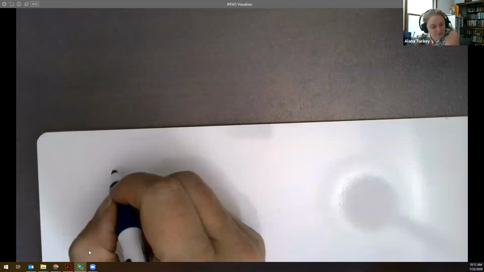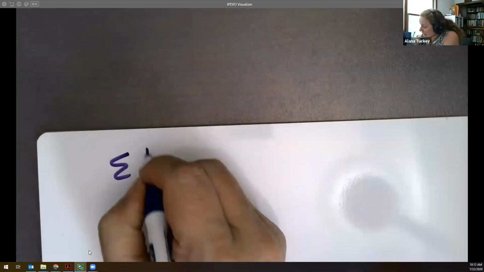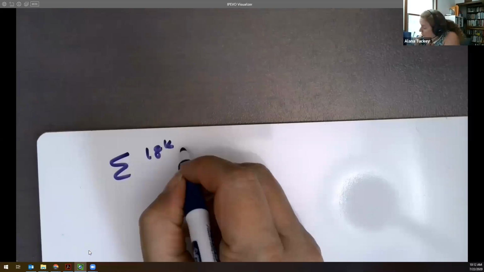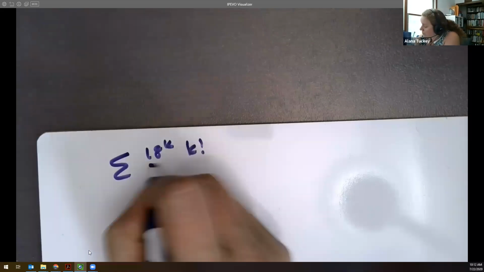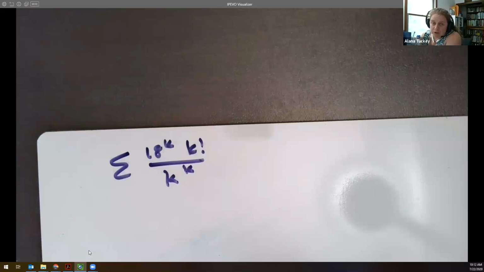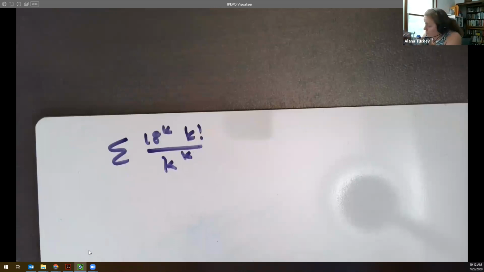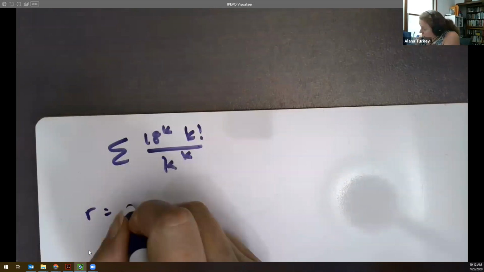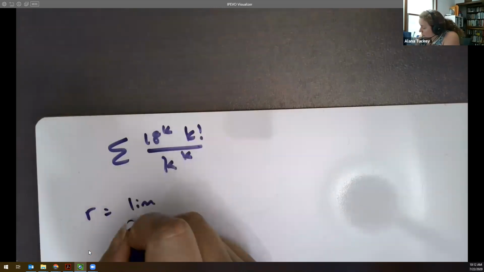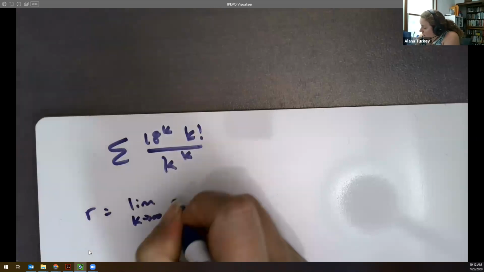All right, so the series is 18 to the k, k factorial over k to the k. So the factorial is like, hello, ratio test. Even though I didn't say it, there's no way you're going to do this without a ratio test. So the ratio test says that r is equal to the limit as k goes to infinity of a sub k plus 1 over a sub k.